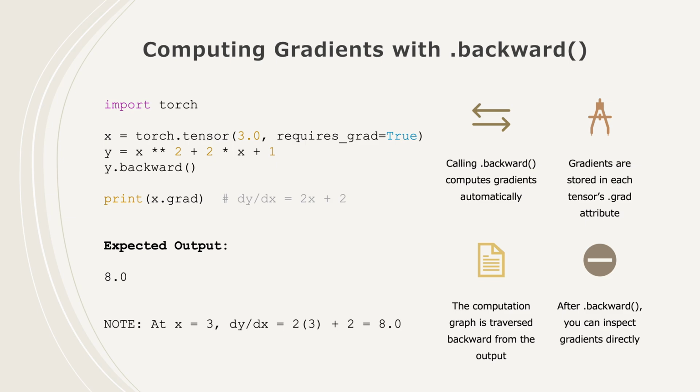If we print x.grad, we get 8.0. Because the derivative of this function, dy/dx, equals 2x plus 2, and when x equals 3, that gives 8. So, the backward method is what triggers automatic differentiation, and the gradient can always be accessed through a tensor's .grad attribute. This process is the foundation of how neural networks learn, by adjusting parameters in the direction that reduces the loss, based on these computed gradients.